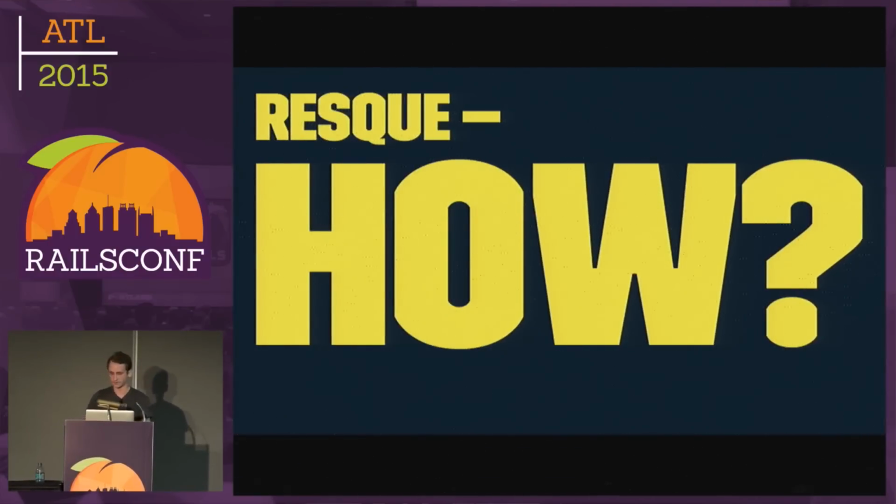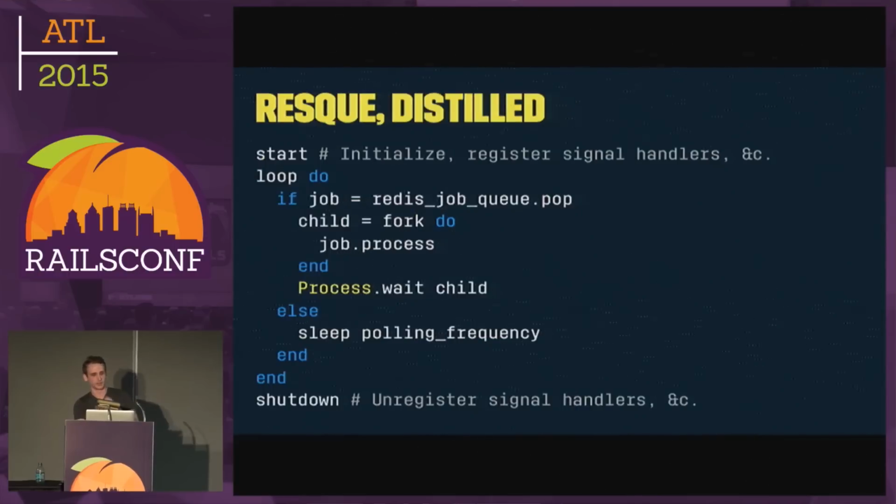Big question then, if that's how Resque is working. So, big long loop: it starts up, initializes, registers signal handlers, grabs work, and forks off a child process. The child process is the thing that always does the work. The parent process is always there, just waiting. So, Resque in one slide.